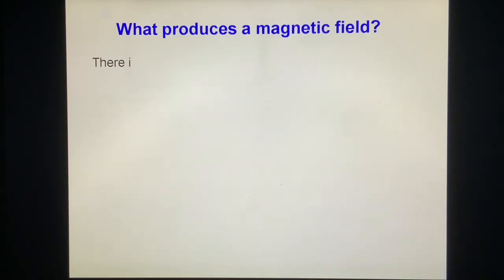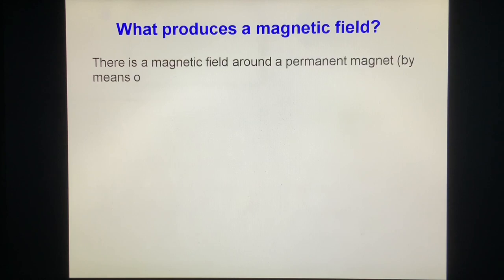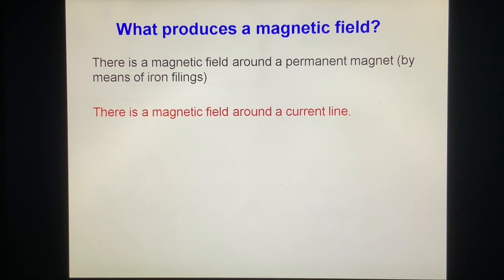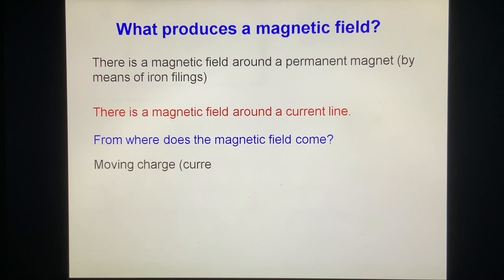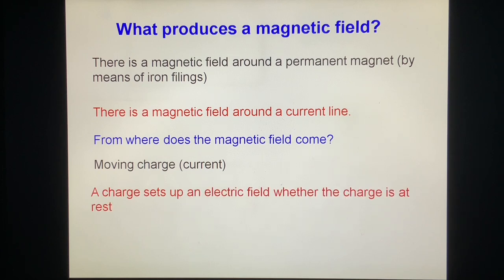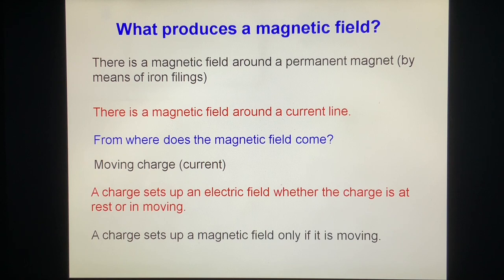What produces a magnetic field? There's a magnetic field around a permanent magnet. There's a magnetic field around a conducting current. From where does the magnetic field come? The answer is, it comes from moving charge, current. A charge sets up an electric field whether the charge is at rest or moving. A charge sets up a magnetic field only if it is moving.